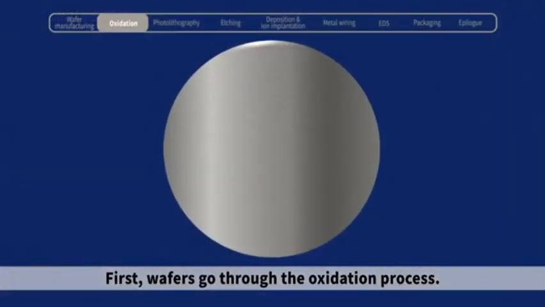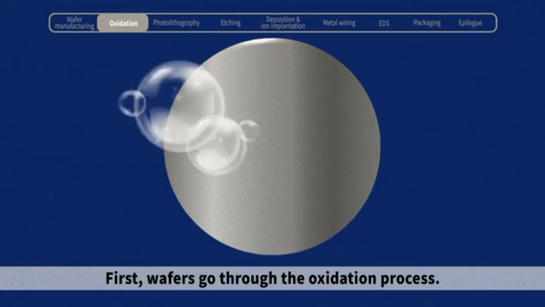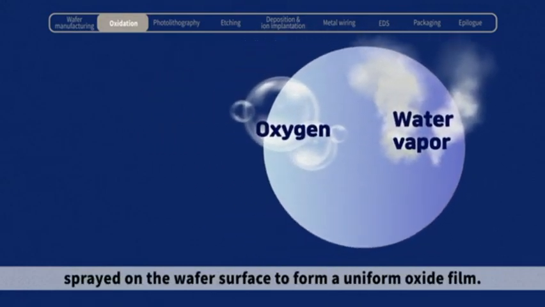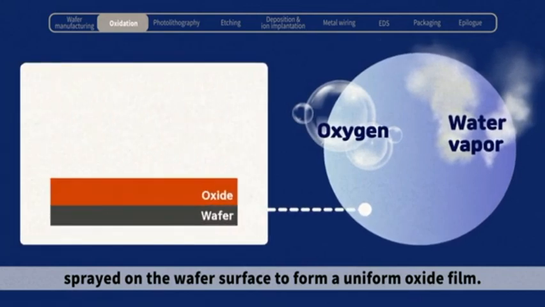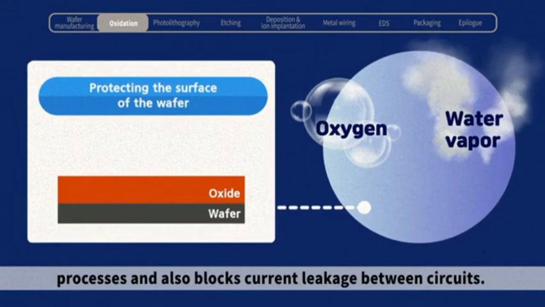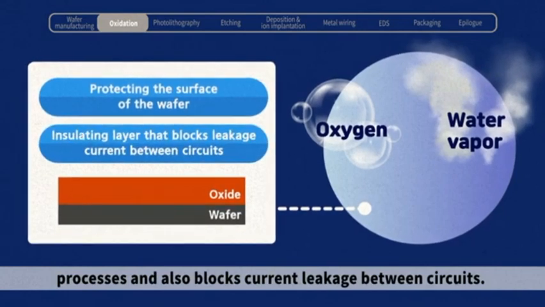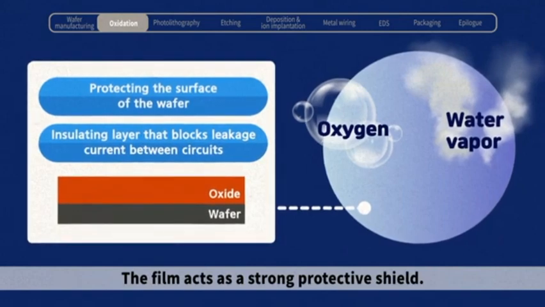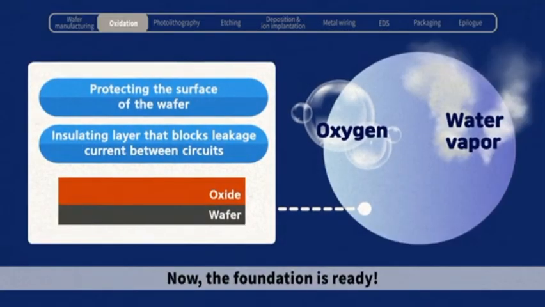First, wafers go through the oxidation process. Oxygen or water vapor is sprayed on the wafer surface to form a uniform oxide film. This oxide film protects the wafer surface during the following processes and also blocks current leakage between circuits. The film acts as a strong protective shield. Now, the foundation is ready.